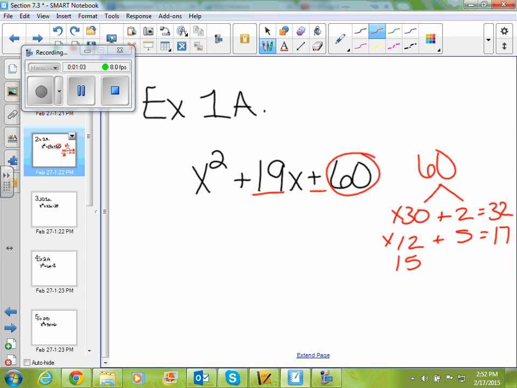15 and what? 4. 15 and 4. 15 plus 4 is 19. Yay, that's what we wanted. Okay, that's our first step. Your first step is always finding these two numbers.